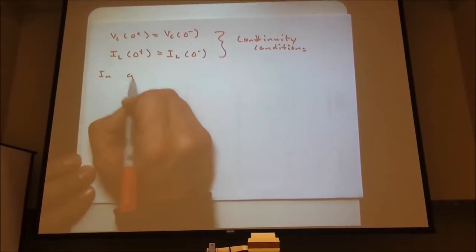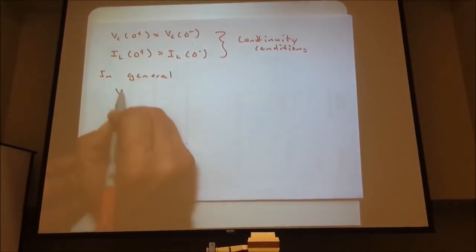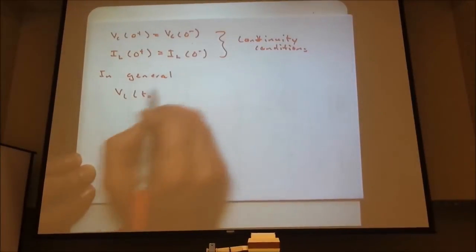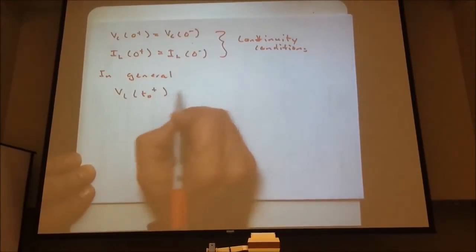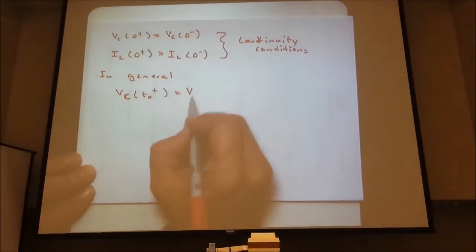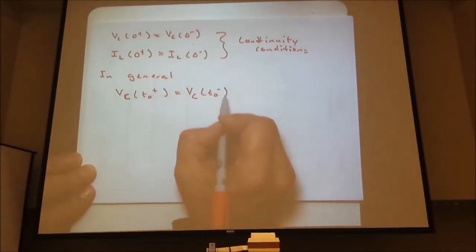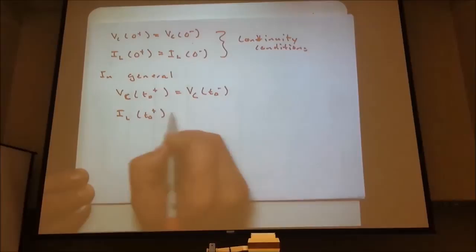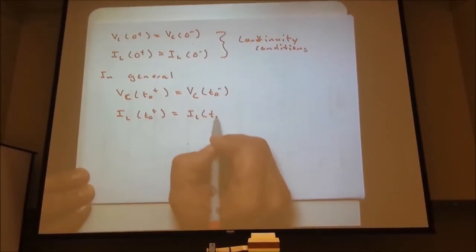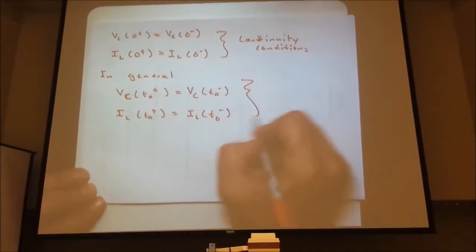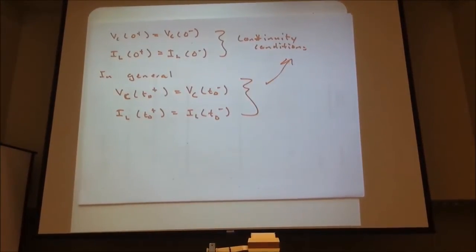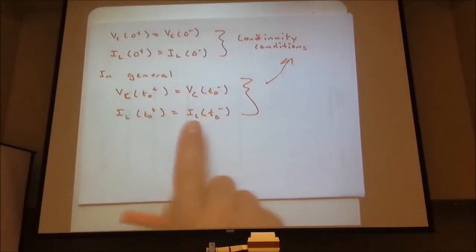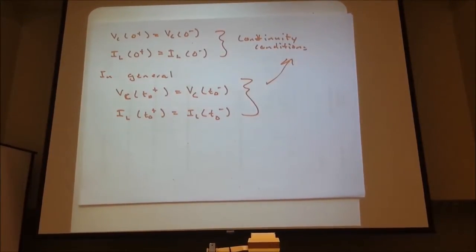In general, we don't have to say 0. That's always true. So a term we'll use: V_C(t0+) = V_C(t0-), and I_L(t0+) = I_L(t0-). The same continuity conditions. What this says is it applies for all time. And we already know that, but we've been using 0 plus and 0 minus for so long that it's worth noting this applies always.